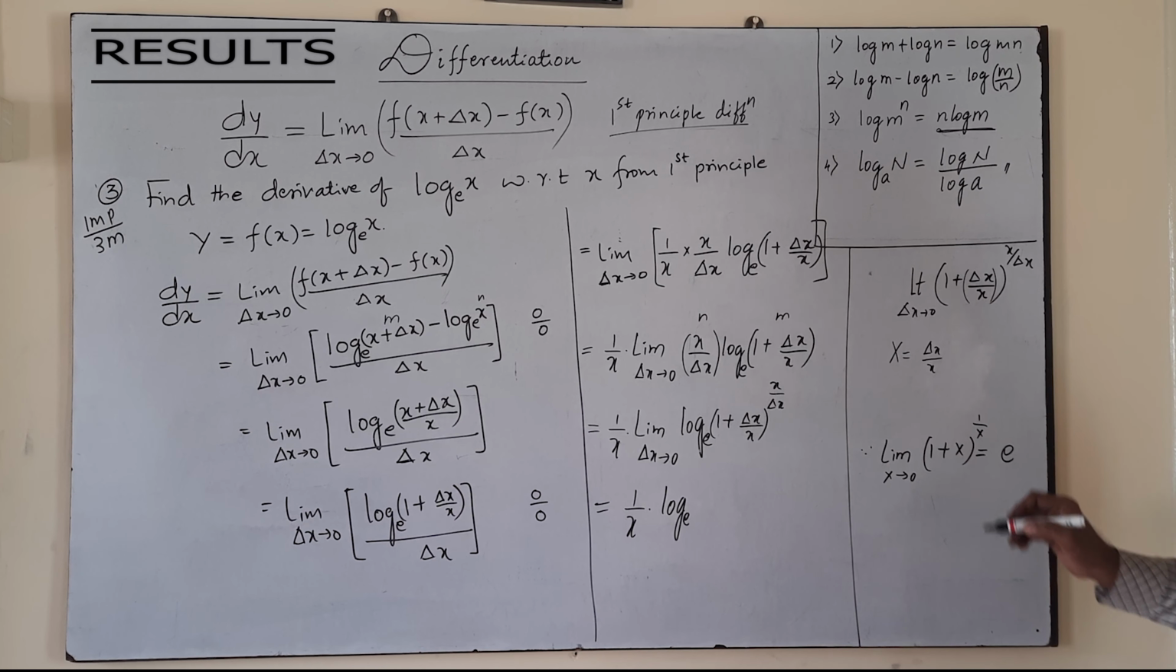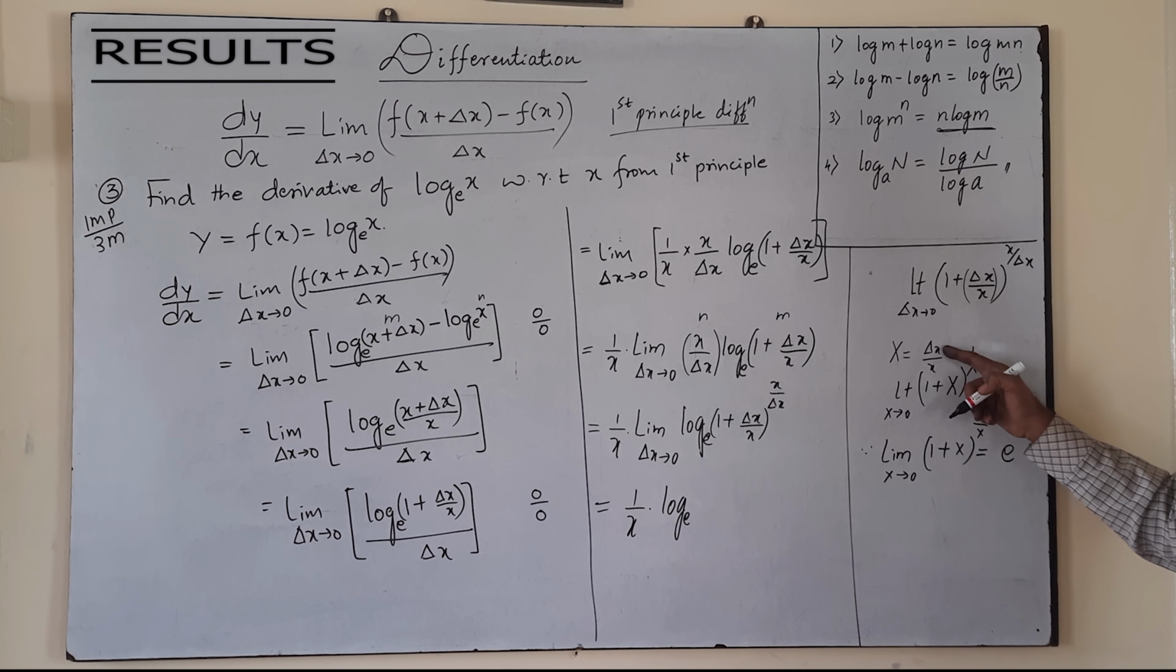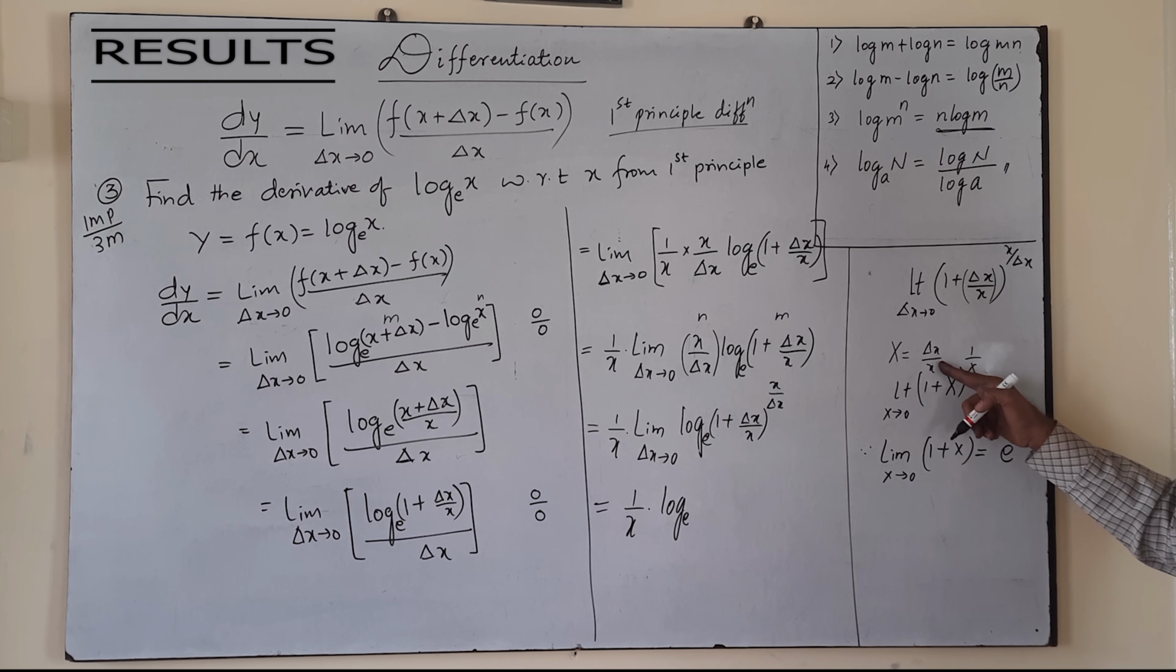As delta x tends to 0, it implies capital X tends to 0. As delta x tends to 0 means put delta x equal to 0. Delta x is 0, so 0 by x is 0. So capital X value is 0. Clearly it is in the form 1 plus X whole power 1 by X as X tends to 0. What is its value? Its value is e. So that remaining value becomes e. That is 1 by x log e to the base e.